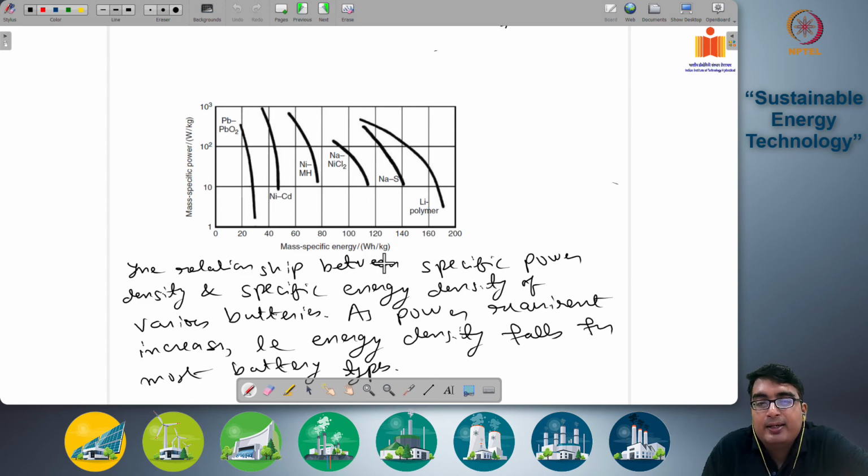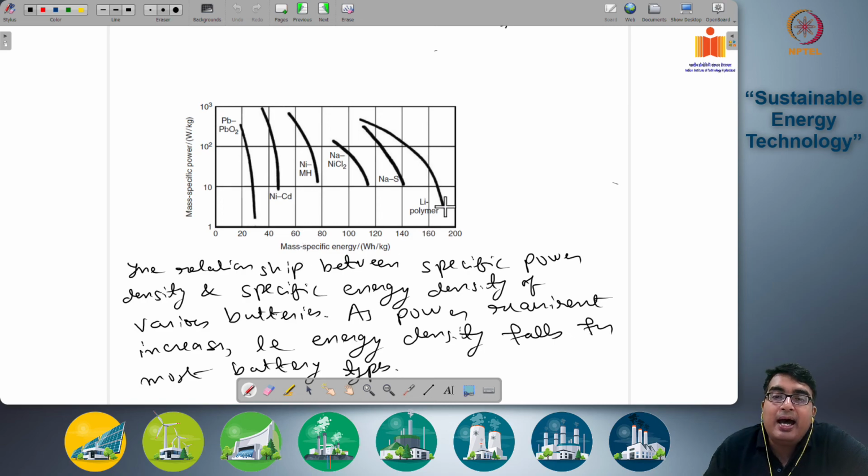So this is the mass specific energy. How much effective energy your battery can store and deliver. How much effective energy your battery can deliver to the external circuit. That is the specific energy. And this is the mass specific power. How much power it is delivering per kg of the battery material. And this is how much energy it is delivering per kg of battery. So this is the rate of energy transfer and this is the total energy transferred.